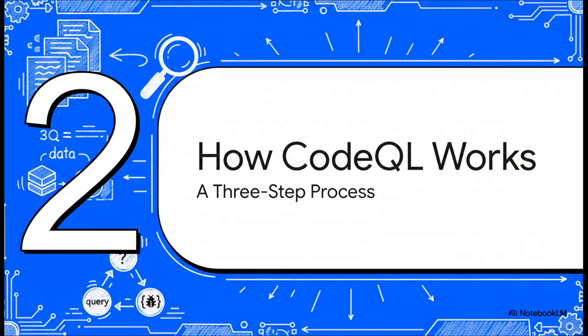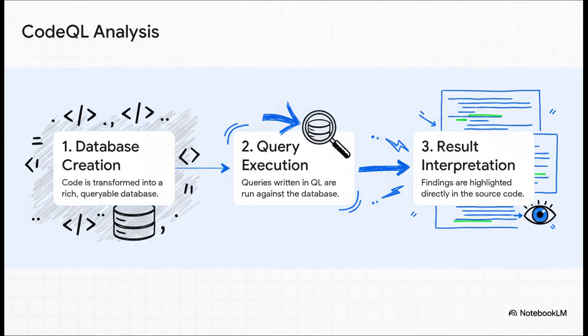Okay, so how does CodeQL actually pull this off? It's not magic, right? It's a very logical three-step process. Let's break it down. First up, you have database creation. This is where CodeQL does a deep dive on your code, really understanding its structure and its logic. Then comes query execution, where you use a special language, it's called QL, to ask those questions we were talking about. And finally, in result interpretation, the tool doesn't just spit out a list. No, it highlights the exact findings right back in your source code, which is super helpful.